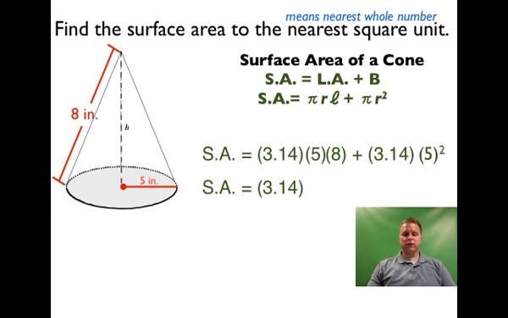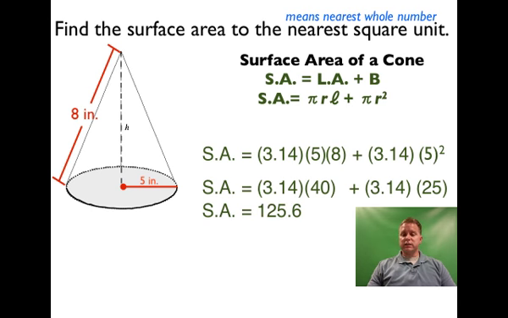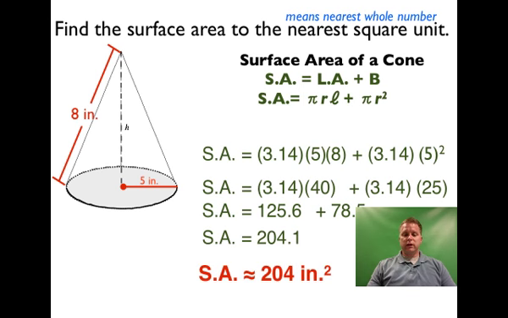Pull out your calculators, start doing your multiplication. I do 5 times 8 in my head, plus, and I might do 5 to the second power in my head. Then this is where I want to pull out my calculator because I don't want to do 3.14 times 40. That would give me 125.6, and 3.14 times 25 is 78.5. Add those together, we get 204.1. So if we're rounding to the nearest whole number, the nearest square unit, that's basically looking to the right of the decimal and either rounding up or leaving it the same. In this case, because it's a 0.1, we leave it the same.